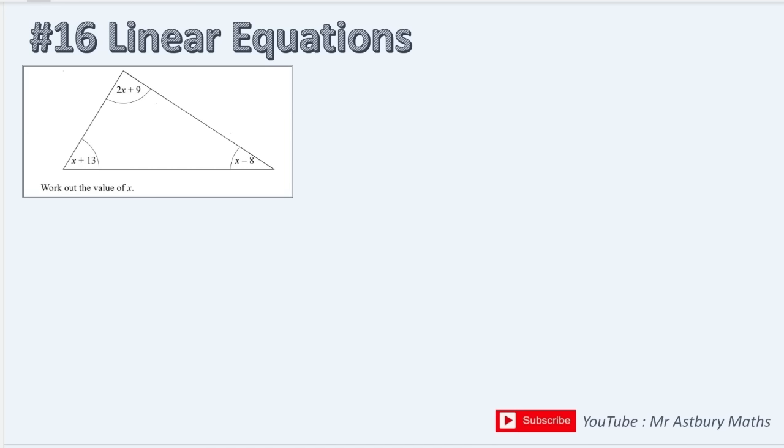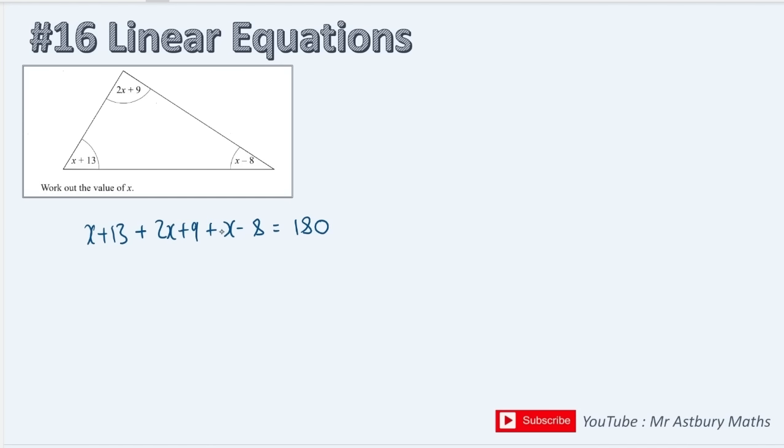Okay, so here we have it. We have a geometric shape, so a triangle, and it's asking me to work out the value of x. So we're going to need to know that the sum of all of these angles, so if I add up each of the angles like such, it will equal 180, because we know the sum of the angles in a triangle add to 180.